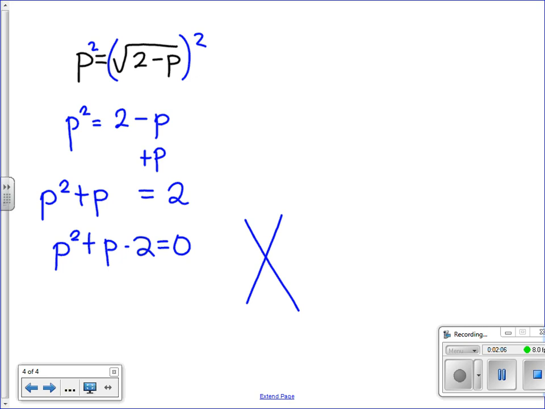Two numbers that add together to be what? 1. Okay, multiply to be 1. No, multiply to be negative 2, and add to be 1. That's what we want, right there. So what are they? Negative 1 and a positive 2. So p squared minus 1p plus 2p minus 2.